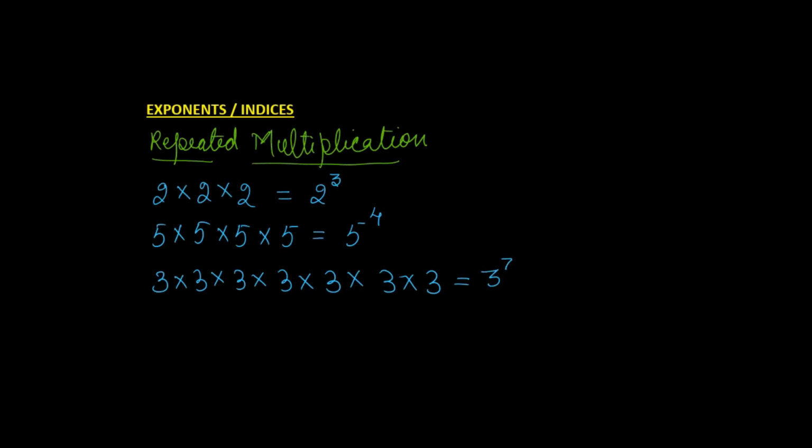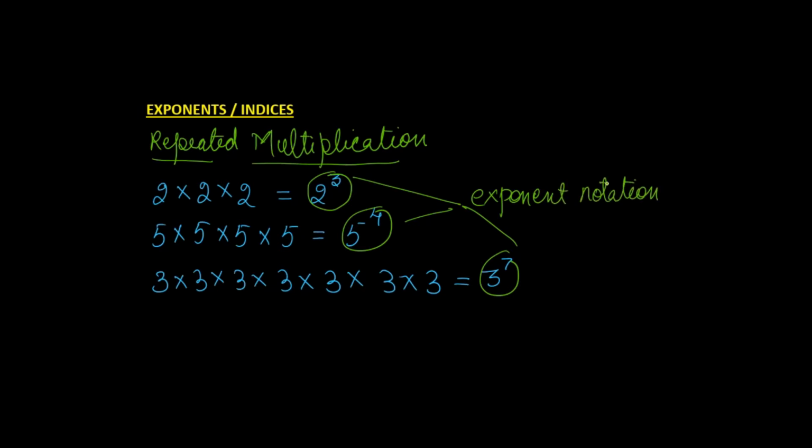This form, here, here and here, is known as the exponent notation. This is representing the number in exponent notation. And writing it as the repeated multiplication form, here, here and here, is called the product form. So exponent is nothing but repeated multiplication.